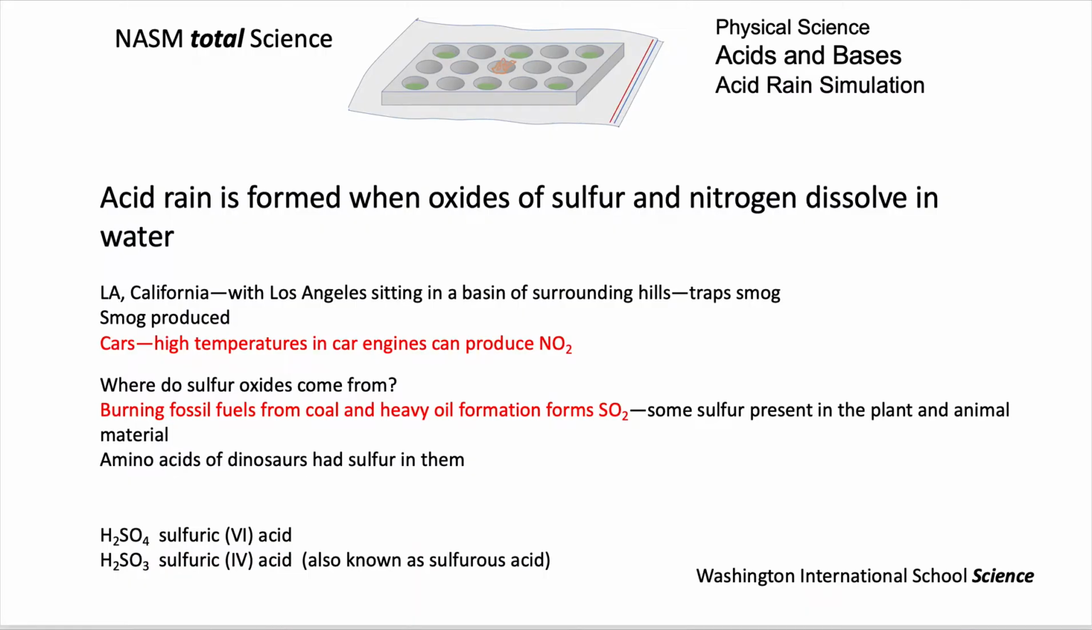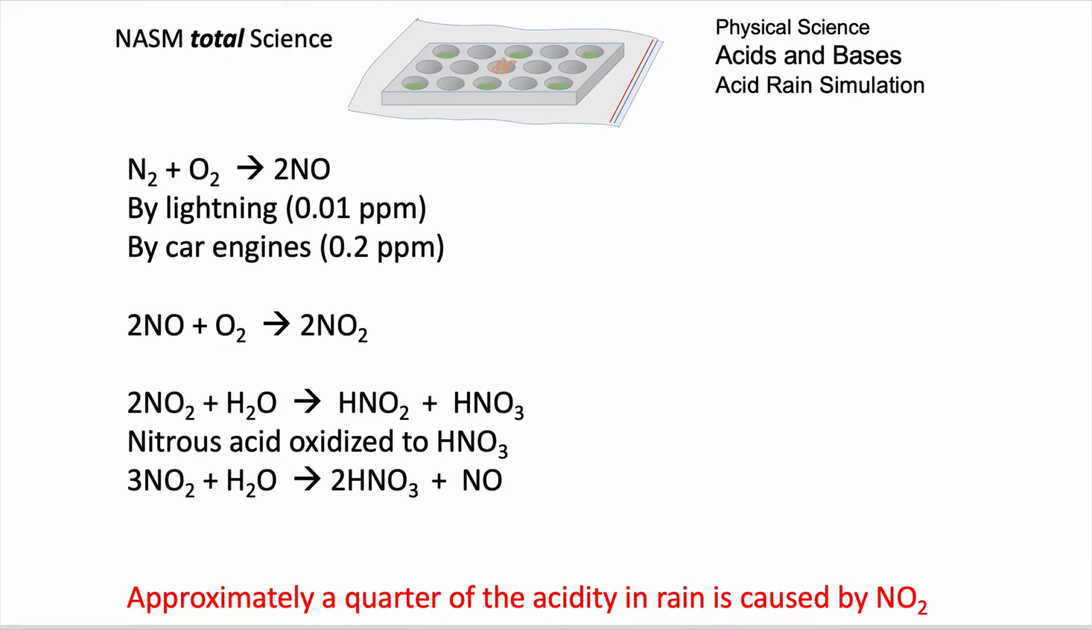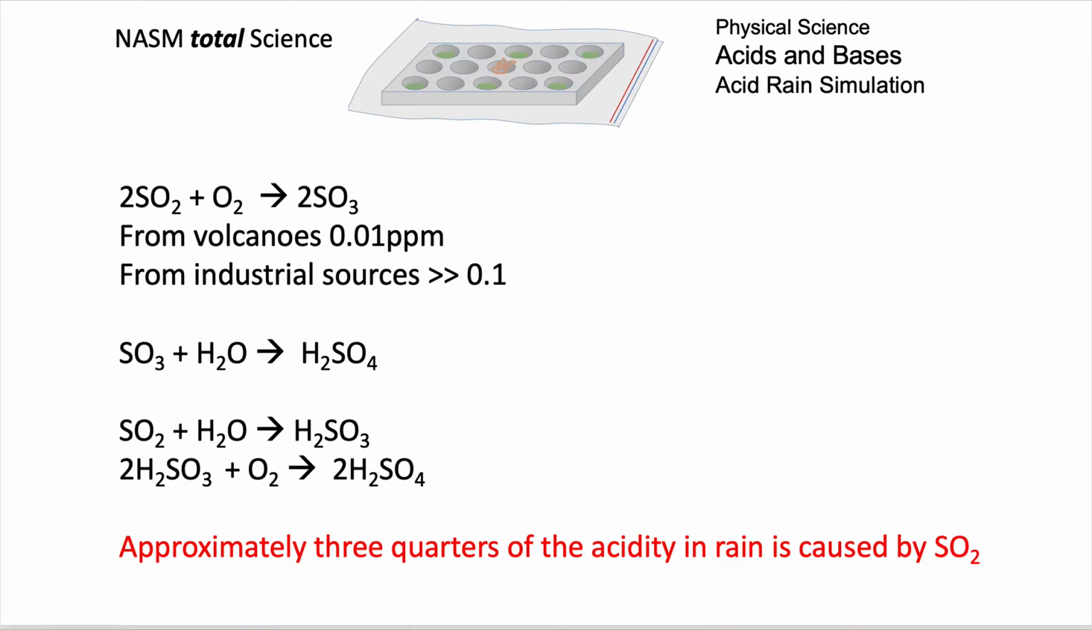So in LA in particular, Los Angeles sits in a basin with surrounding hills and high temperature in car engines produces sulfur dioxide, and burning fossil fuels produces the SO2. And pause here to get the equations of the reactions, including from lightning and sulfur dioxide, also from volcanoes.